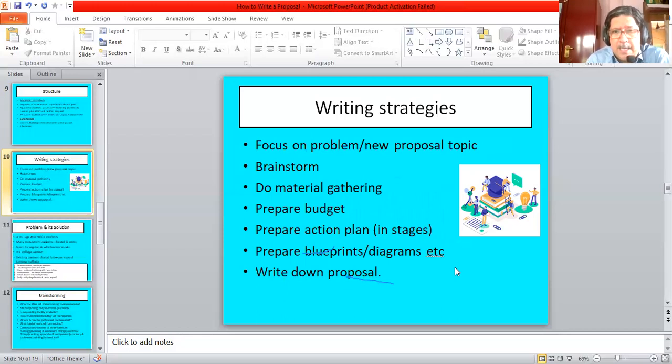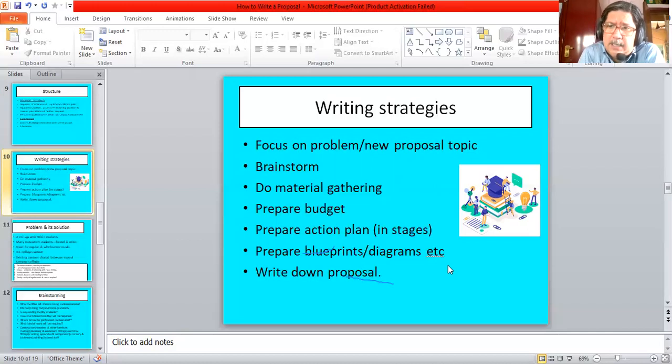Now, how do we go about writing the proposal, or what are the writing strategies that are involved? When you start planning the proposal, first focus on the problem. There is a new proposal topic, so think about it. What is it that you are writing about? Is it a new facility which you plan to have in your office? Why are you thinking of this new facility? What is the background for that?